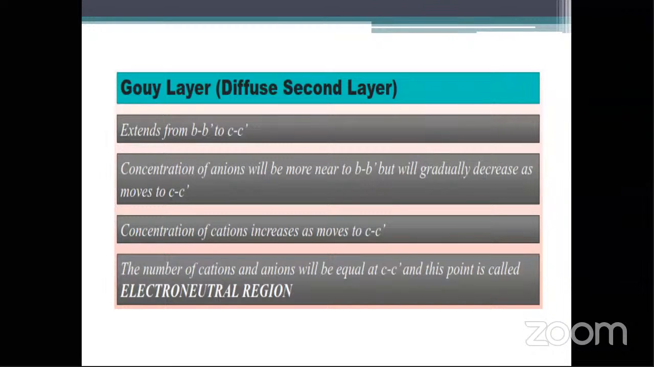Next, B dash to C dash, that is known as diffusive second layer. In this region, the concentration of anion will be more than cation. The concentration of cation increases as it moves to CC dash. Now, cation and anion will be equal at CC dash, so this point is called the electroneutral region. So: tightly bound layer, diffusive second layer, then electroneutral region.